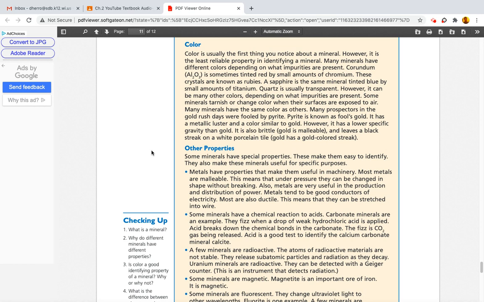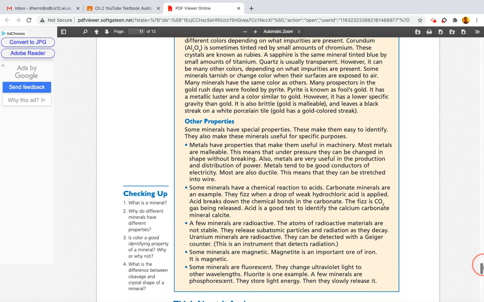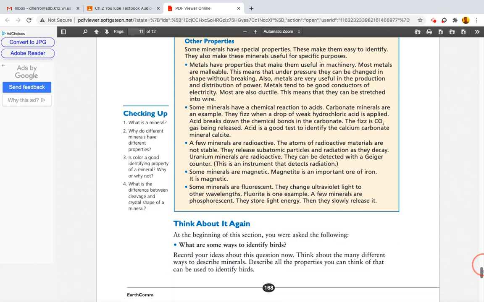Many prospectors in the gold rush days were fooled by pyrite. Pyrite is known as fool's gold. It has a metallic luster and a color similar to gold. However, it has a lower specific gravity than gold. It is also brittle, gold is malleable, and it leaves a black streak on a white porcelain tile. Gold has a gold-colored streak. Okay, so that's how you can tell the difference between gold and fool's gold, which is also called pyrite.